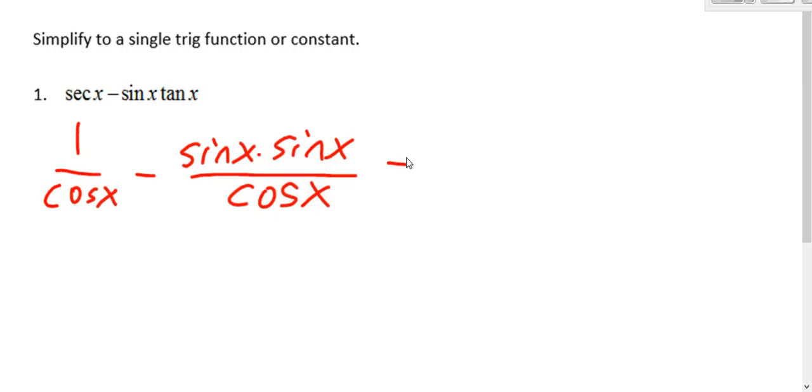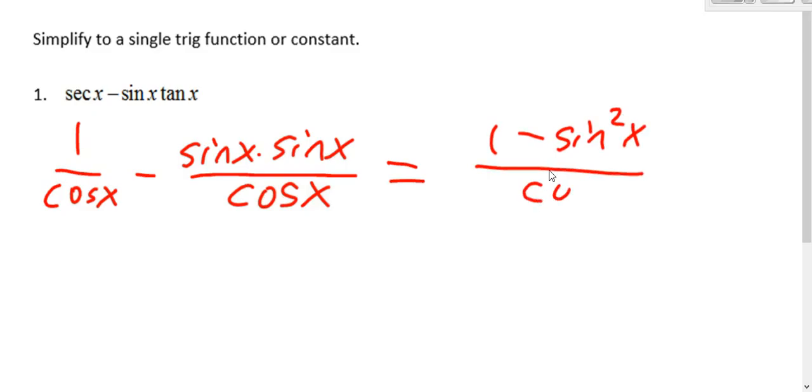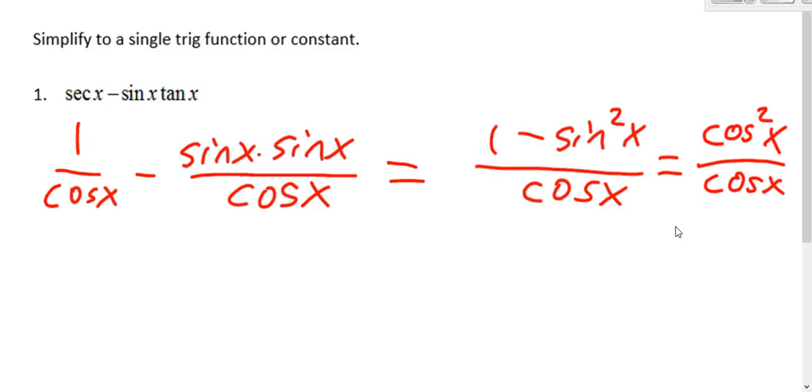So they have a common denominator, so you can combine them to be 1 minus sine squared over cosine. And then from the Pythagorean identities, sine squared plus cosine squared equals 1, which means 1 minus sine squared is cosine squared. And then cosine squared divided by cosine is just regular cosine.